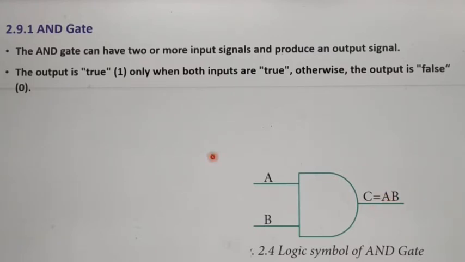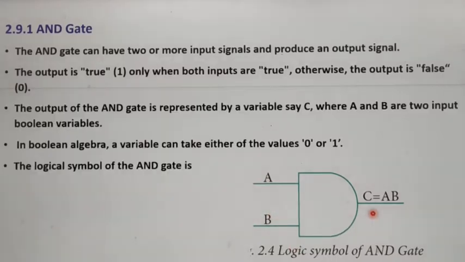Next, the output is true, here this is our output, true means 1, only when both inputs are true. When both inputs are true, the output will be true. True means 1. Otherwise the output is false. False means 0. If any one of the inputs is false or both inputs are false, the output will be false.